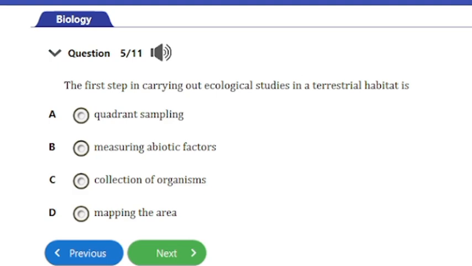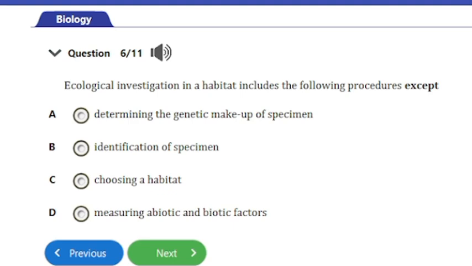The first step in carrying out ecological studies in a terrestrial habitat is usually mapping the area, and this is because before any other activity can be carried out, it is important to understand the layout of the area, its size, and its boundaries. So guys, let's consider the next question.